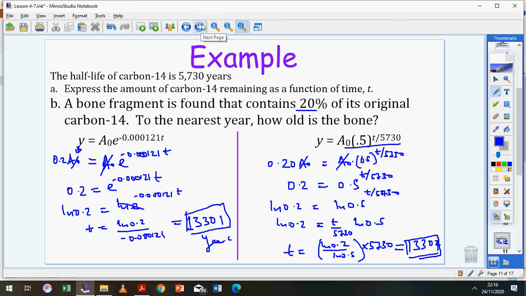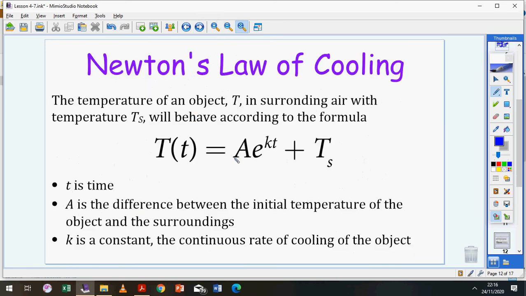This idea of exponential growth and decay is also used very commonly in Newton's law of cooling. And Newton did many experiments. He's a smart guy and came up with this relationship between the temperature of an object at any time t and the temperature of the surroundings and the difference between the initial temperature of the object and its surroundings, right?